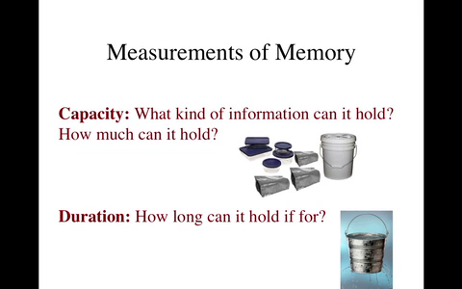When we're talking about memory and different kinds of memory systems, we can talk about various properties, things like capacity and duration. Capacity has to do with what kind of information and how much information something can hold. So you can have different buckets holding different kinds of stuff, and different amounts of stuff that they can hold. This turns out to be a useful idea when it comes to memory systems. And besides what kind and how much, there's also duration, which is how long information can be held. So here's a leaky bucket.